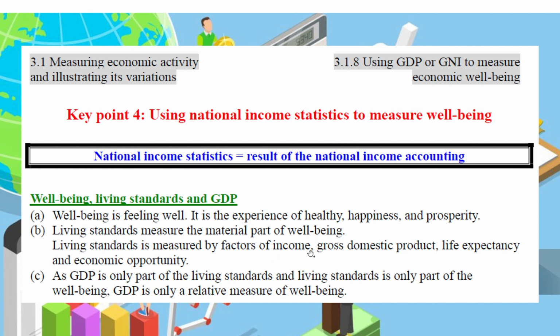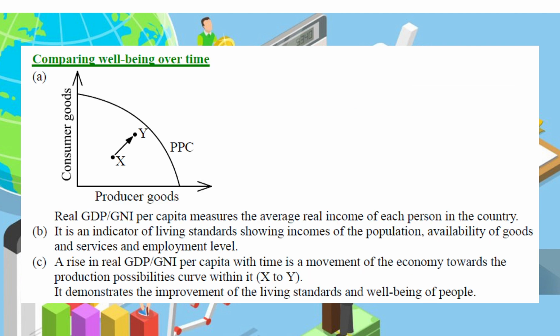So the other is a non-material part. Living standard is measured by factors of income, gross domestic product, life expectancy, and economic opportunity. And you can see here again, GDP is just part of the material parts of well-being. So it's really a tiny part, not much. So we have other factors to measure well-being and living standard.